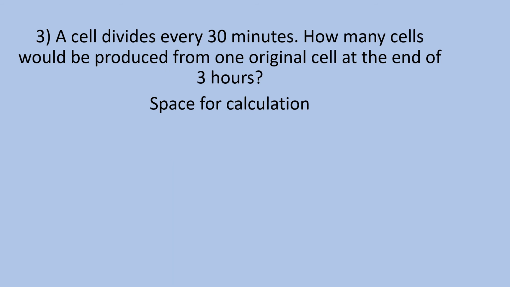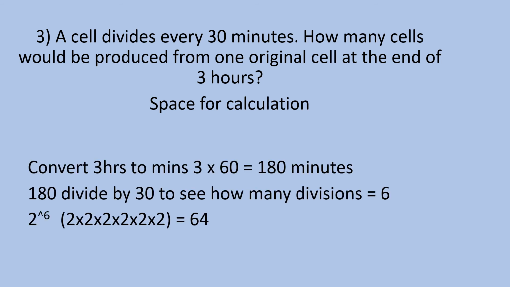So again, pause the video and try to answer the question before I go over the answer. So a cell divides every 30 minutes. How many cells would be produced from one original cell at the end of 3 hours? So the answer would be that you'd convert your 3 hours to minutes, so it'd be 3 times 60, which would give you 180 minutes. And then you'd want your 180 minutes divided by your 30 minutes to see how many divisions there was, so it would give you 6.